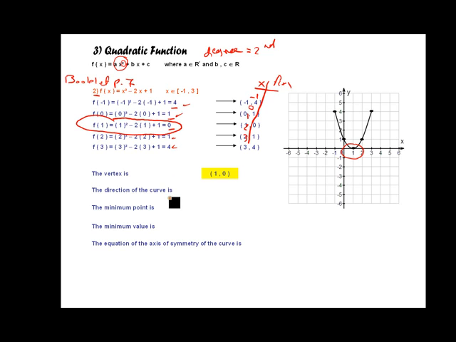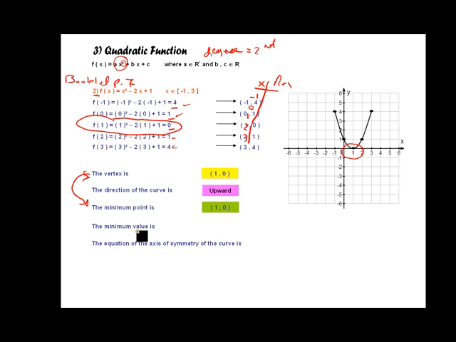Okay, the direction of the curve. This curve is opened upward. Some curves we're going to draw are downward curves. So we write here, it's upward. In such a graph, we have a minimum point, we don't have a maximum point. Another graph we're going to draw will have a maximum point. The minimum point means the lowest point in the graph, which is the vertex, which is (1, 0). So when we ask about the vertex, it's the same as asking about the minimum point or the maximum point in some graphs.